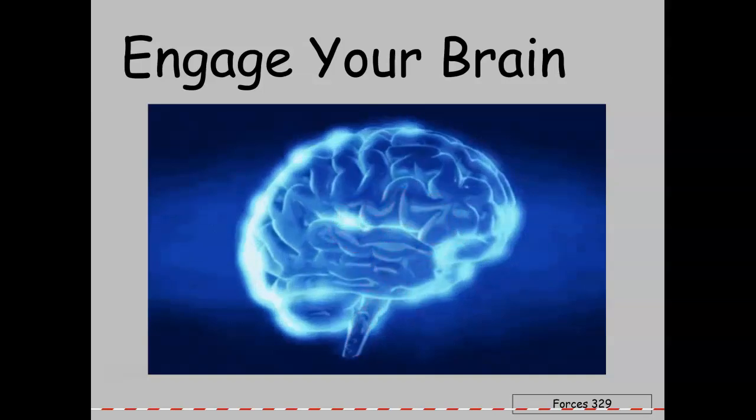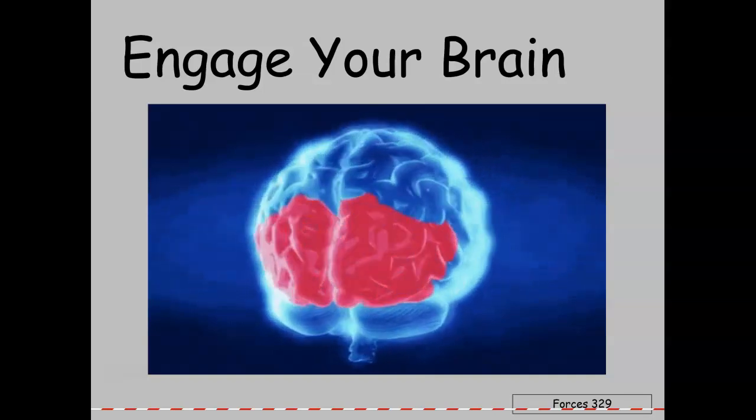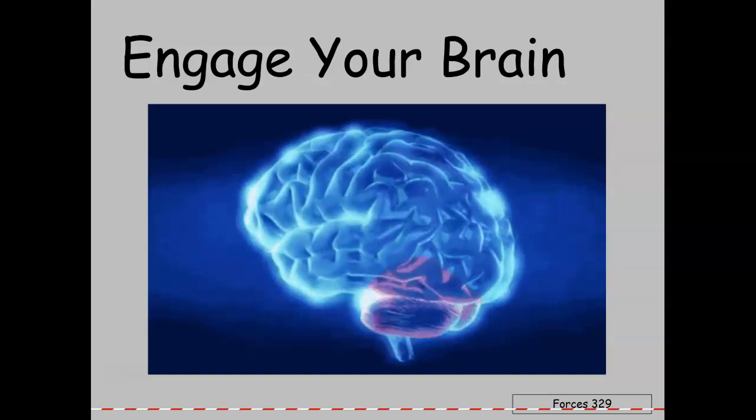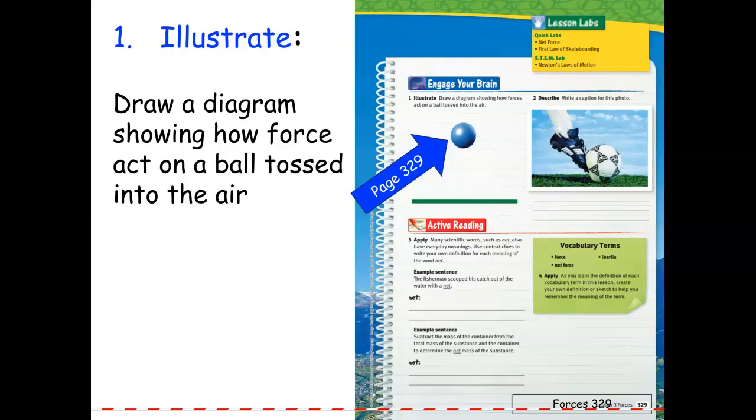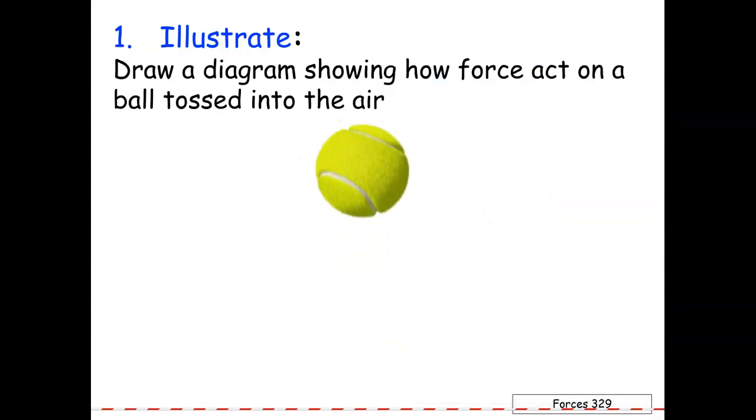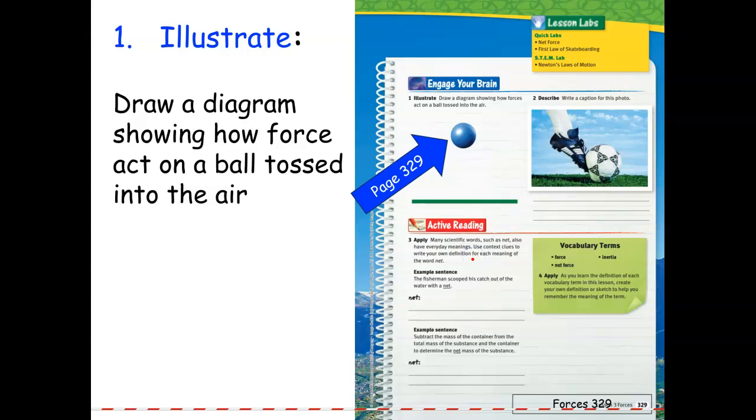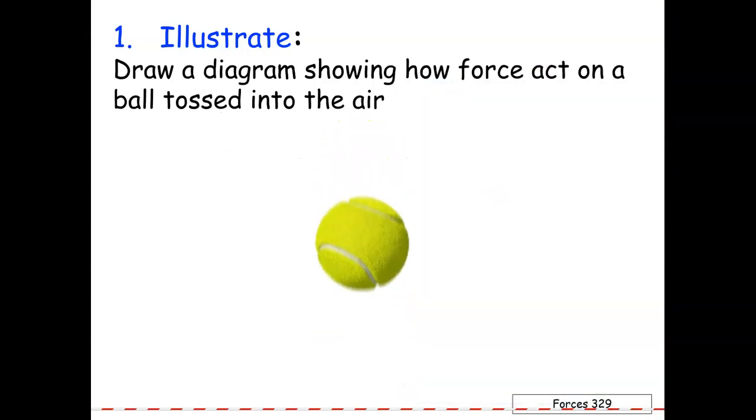Like all our lessons, it starts out with an engage your brain section to spark you into thinking about forces. So your first question asks you to draw a diagram showing how force acts on a ball tossed up into the air. If you toss a ball up into the air, you're exerting a force upward. At the same time, gravity is pulling on the ball downward.